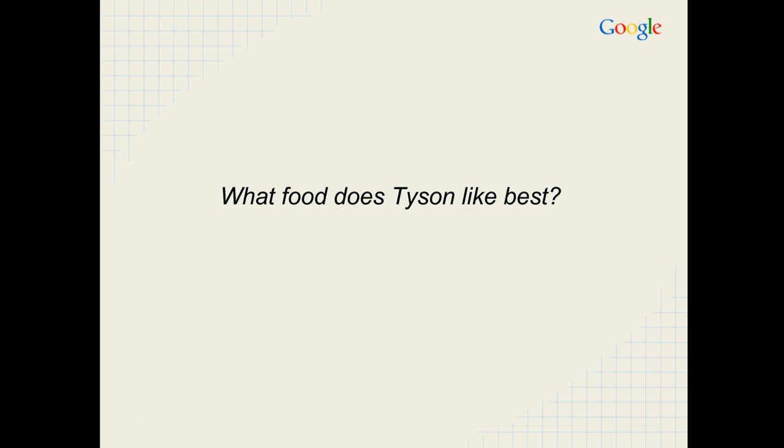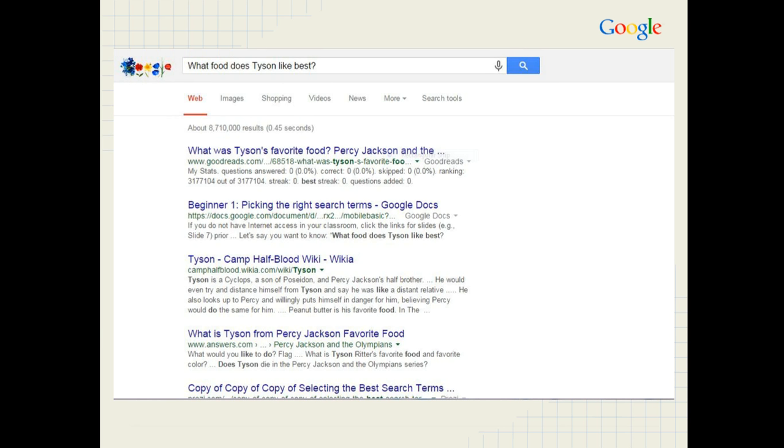What a lot of students do is they just copy and paste the whole question into their search engine, and they might get results like this. What food does Tyson like best? Well, this doesn't look like it has anything to do with food. It comes from Goodreads, which is a website for books. This one is actually the link to this original slideshow. This one is promising. We have to read through it a little bit, and down here it says peanut butter is his favorite food. So we had to read a little bit till we got to the third entry.